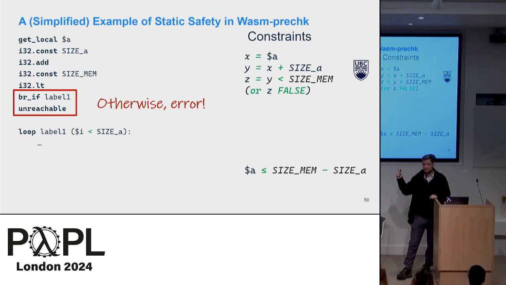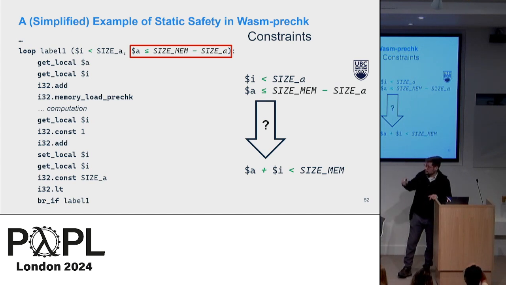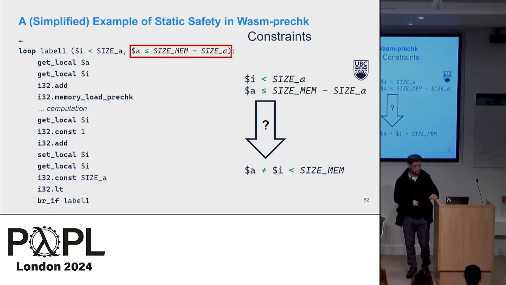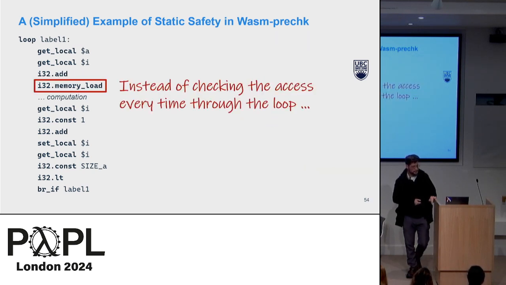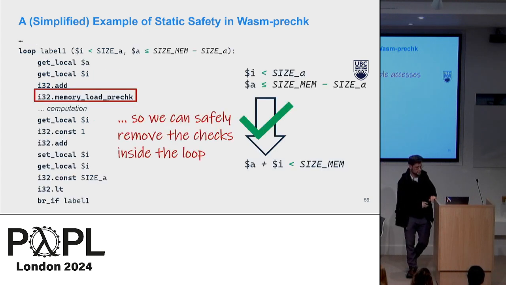And basically this says that there is only one path that will ever reach the loop, and that is the path in which the entirety of the array A is within the memory bounds. So now we can add that property to the loop annotation, and it all checks out, and now it's safe. So instead of checking this access every time through the loop, we're going to add this explicit check before the loop that only checks it once, and then we don't need the checks inside of the loop anymore.